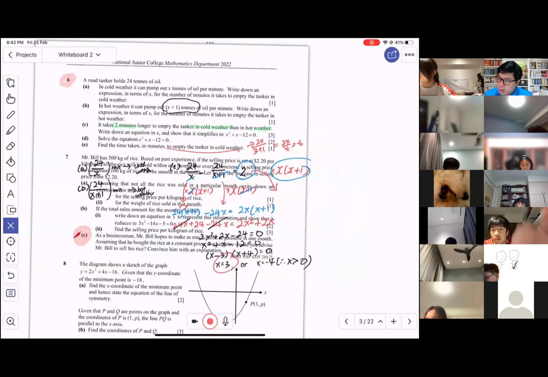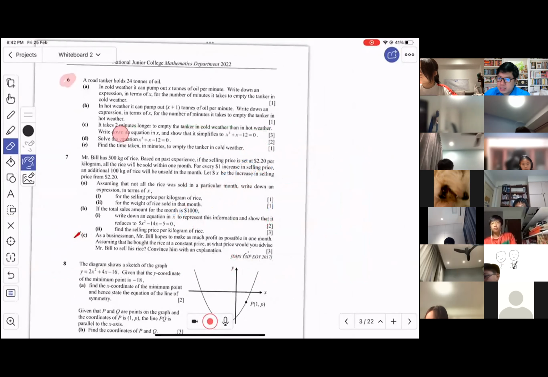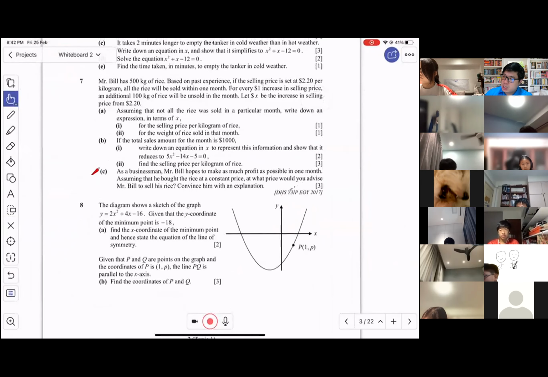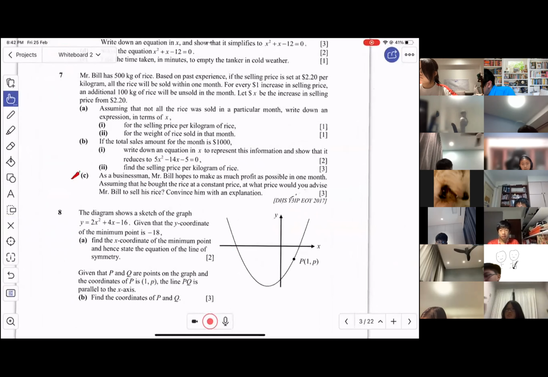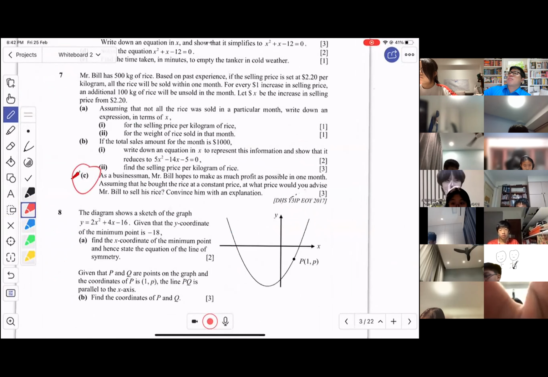Okay, I'm going to erase already. So question 6 has been completed. Next one is question 7. 7 only C. 7C, okay.